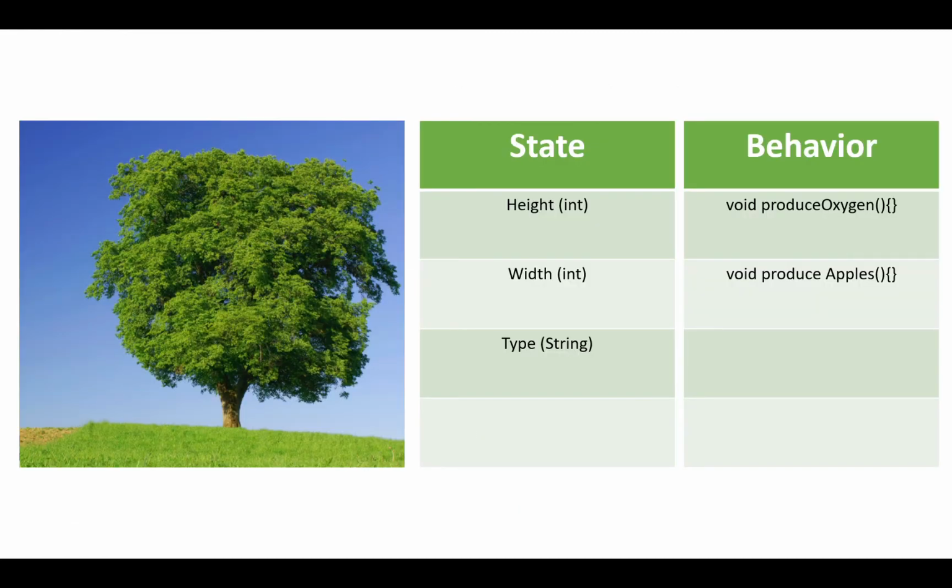So now let's talk about a different example. Let's assume we have a tree. So what can we tell about its state and the behavior? We can say that a tree has a height. It can be represented as an integer. It has a width. It also can be represented as an integer, and it can be a type string like apple tree or something else. And the behavior, like produce oxygen or produce apples.